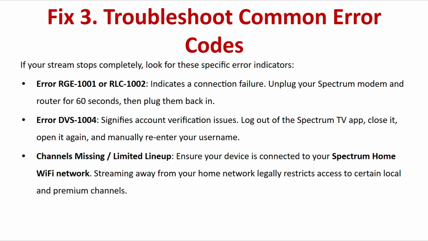Error GVS1004. It signifies account verification issues. So log out of the Spectrum TV app, close it, and then open it again and manually re-enter your username. Next, channel missing/limited lineup. Ensure your device is connected to your Spectrum home Wi-Fi network. Streaming away from your home network legally restricts access to certain local and premium channels.